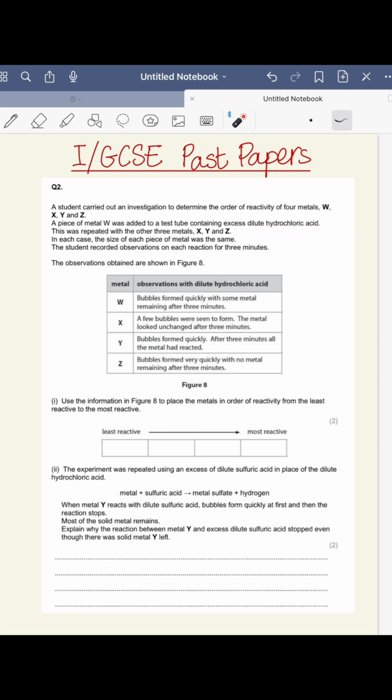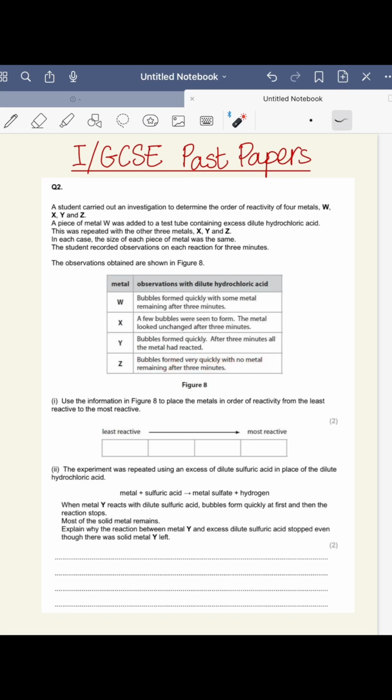repeated with the other three metals, X, Y, and Z, and in each case the size of each piece of metal was the same. Again, this is our control variable for the experiment. The student recorded observations on each of the reactions for 3 minutes, and the observations are found in the table below. W: bubbles formed quickly, with some metal remaining after 3 minutes. X: a few bubbles were seen to form, and the metal looked unchanged after 3 minutes. Y: bubbles formed quickly, and after 3 minutes all the metal had reacted. Z: bubbles formed very quickly with no metal remaining after 3 minutes.